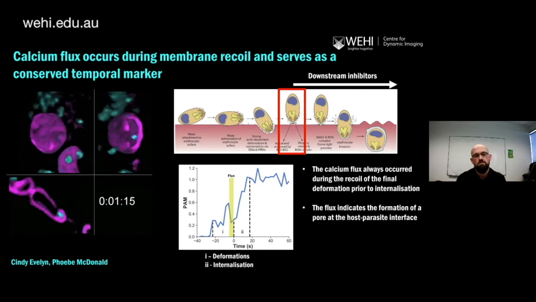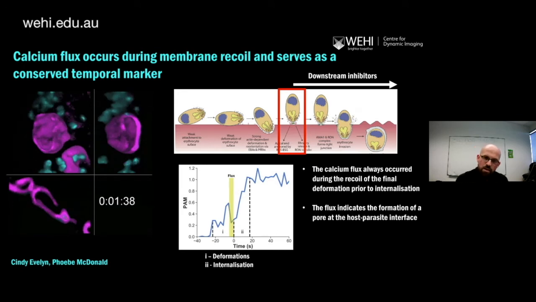And what Phoebe found, who was an honors student at the time, was that this flux always coincided with the final deformation of the membrane. So any deformations that came after the flux were an attempt at invasion, or an invasion itself. And it always occurred on the parasite side, so we knew the flux was happening in the parasite, we knew when it was happening, and it also gave us a temporal marker by which we could then assess the effect of downstream inhibitors of the invasion process. So this was a pretty useful tool for us, and that's what we did.